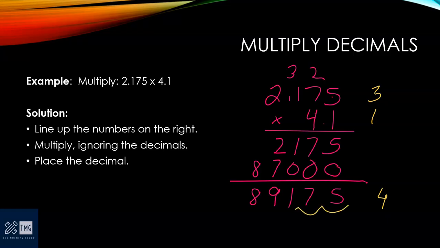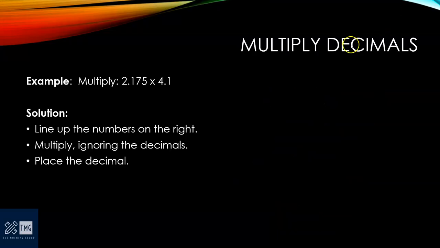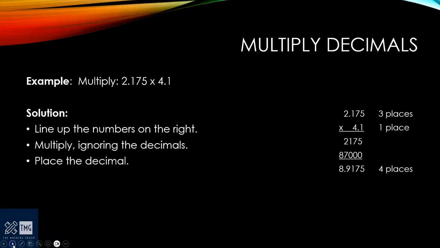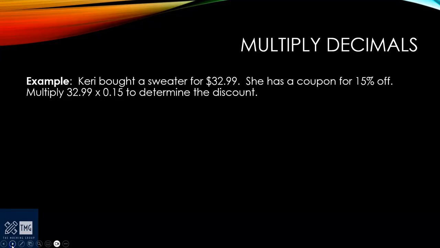So 1, 2, 3, 4. So our final answer is 8.9175. All right, so in case you need something that looks a little nicer, 8.9175 is our final answer with that product. So just remember, you're multiplying like normal, but you can't forget the total number of decimal places as we work through. Let's do another one.